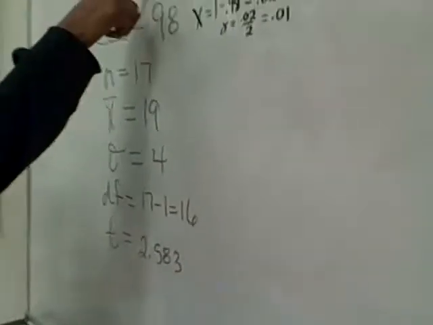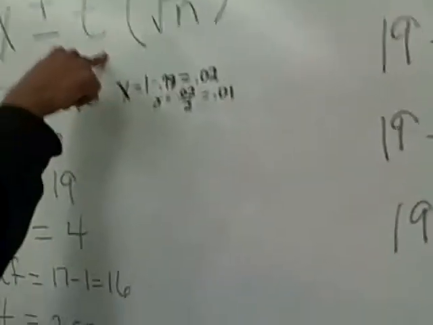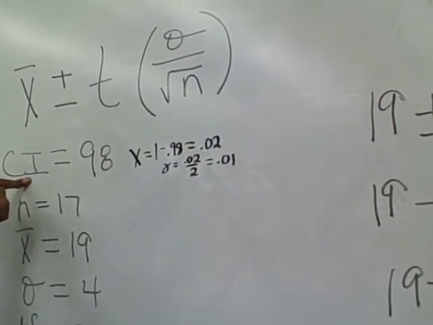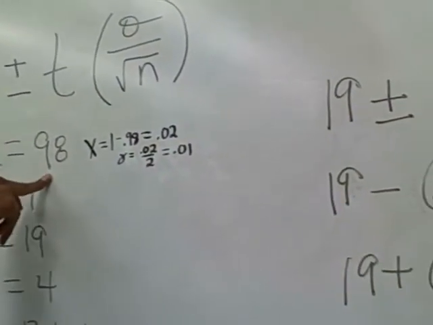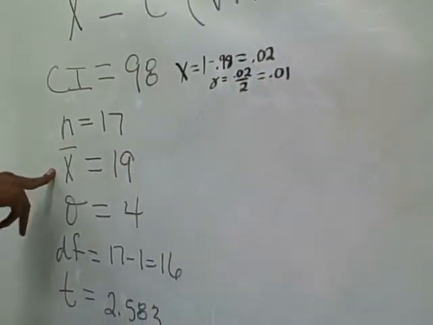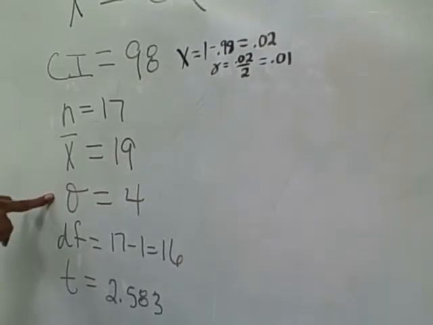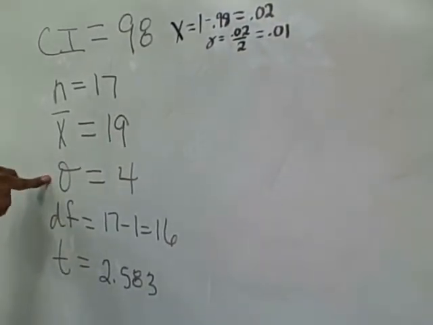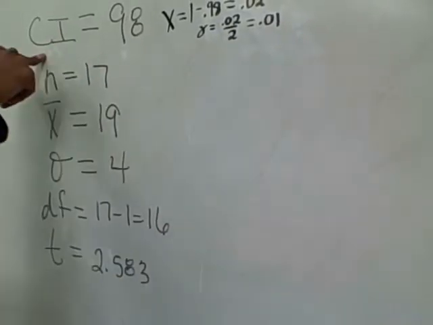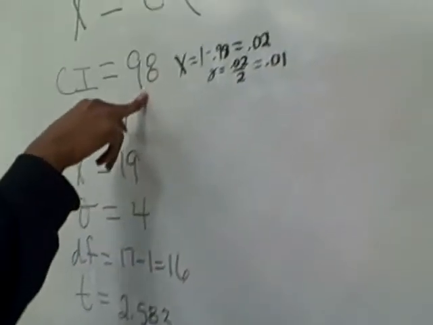The table that we had used is a T value, I mean a T table. The confidence interval is 98%, the sample is 17, the mean is 19, and the sample standard deviation is 4. So the confidence interval is 98.